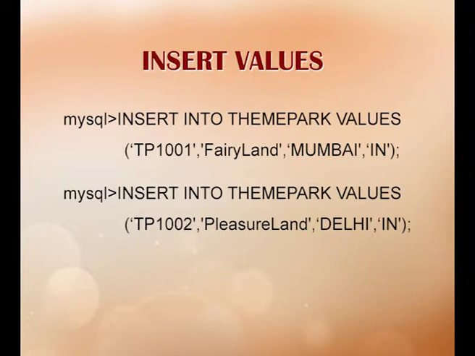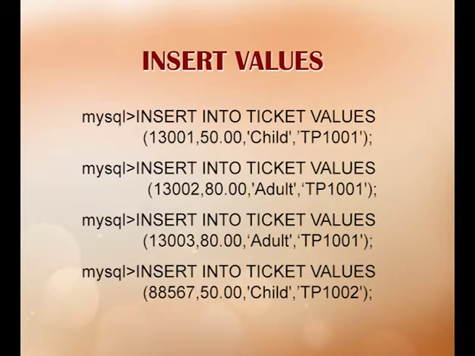So, these are the values we are inputting to the theme park table. INSERT INTO, here I am giving the table name as theme park, and VALUES. First is the theme park code, then the theme park name, the city and then the country. The country here we are only taking as 2 characters, IN for India. So, this is the code, then comes the name, then the city where the park exists, and then the country. There is another second record that we had inserted.